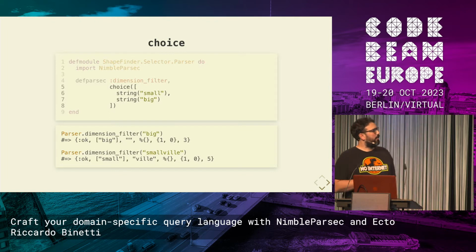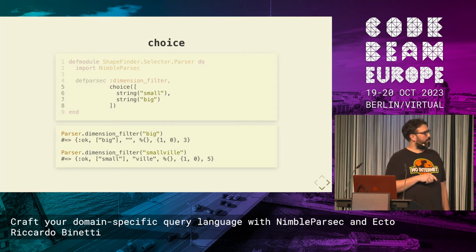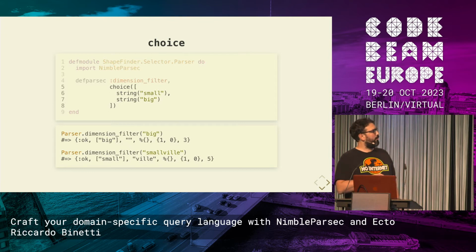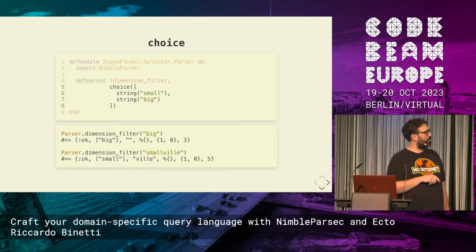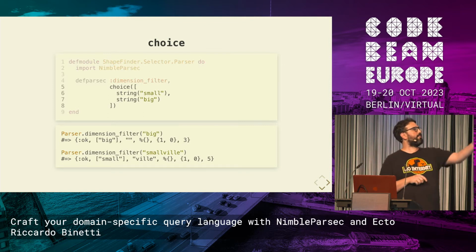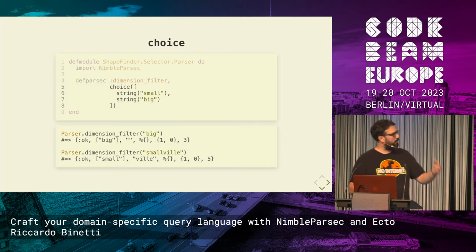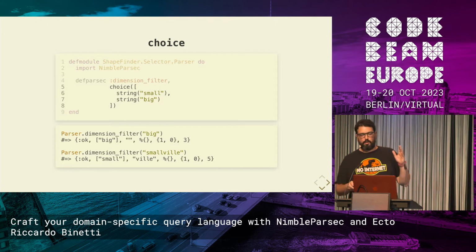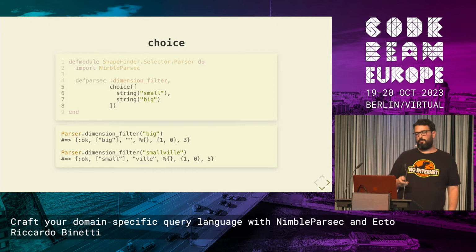Now, the next problem is that if we pass smallville, we actually return OK with small, and the parser said now this vil stuff is left. So we don't want to do that. We just want to parse the exact strings we expect.